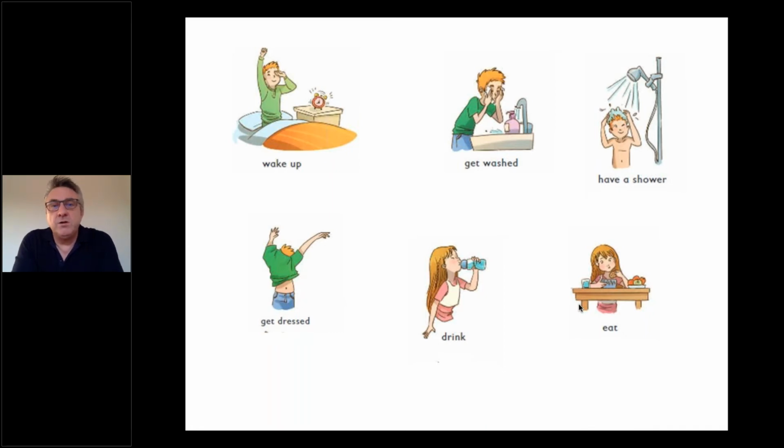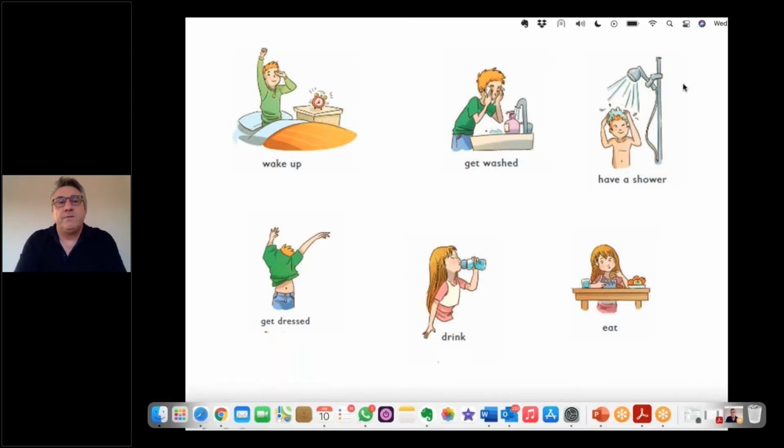Do they get washed? Do they have breakfast first and then they get washed? But they could say, I wake up in the morning at 7 o'clock and then I get washed, then I get dressed, and then usually I drink orange juice and I always eat breakfast, or I never eat breakfast, or I sometimes get washed, I occasionally have a shower. So, you have a chance there for students to talk about the present simple for routines and frequency.